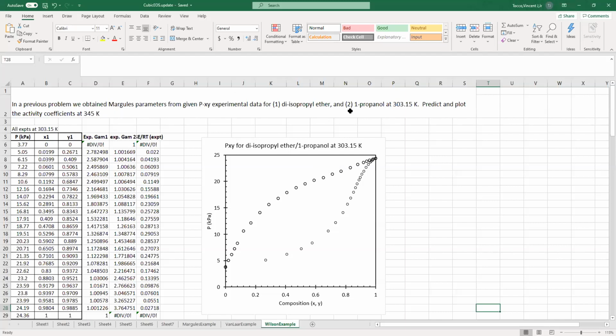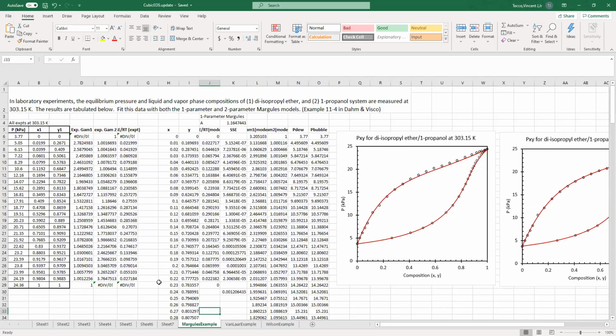So I could extend this and say, use these activity coefficients to predict the PXY curve, but we've seen that a couple of times, so I'm going to stop at just plotting what the activity coefficients are. So I've copied the data from a previous spreadsheet that I've done. And just in case you don't know, when you're doing Excel, if you want to solve another problem and copy an entire sheet of a spreadsheet, you can always right-click.